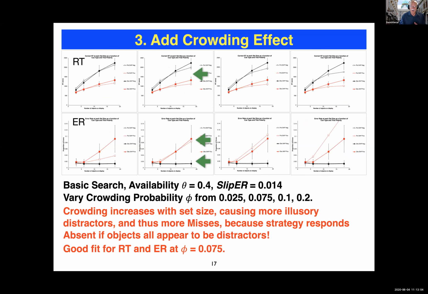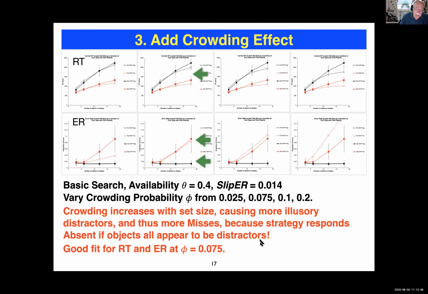Well, let's try adding the crowding effect. What's going on here? The RTs change some as we increase crowding from left to right. And look at that, the miss rate is starting to go way up. We get a pretty good fit here. What's going on? The crowding increases with the set size. The more crowding causes more illusory distractors. And remember, the strategy says absent if all the objects look like distractors, so it becomes more likely that that happens, and thus we get more misses with increasing set size. So we know exactly what's going on. This is looking pretty good.